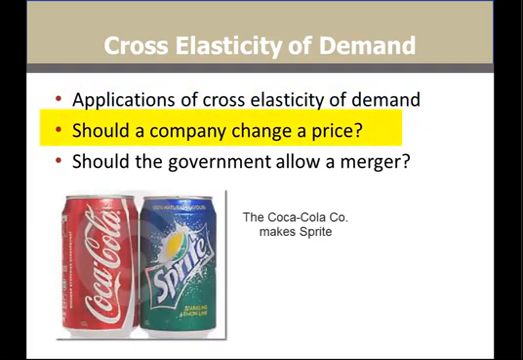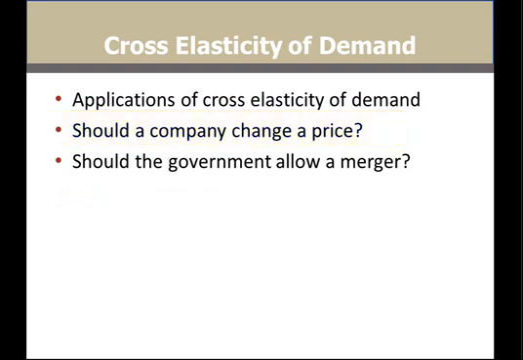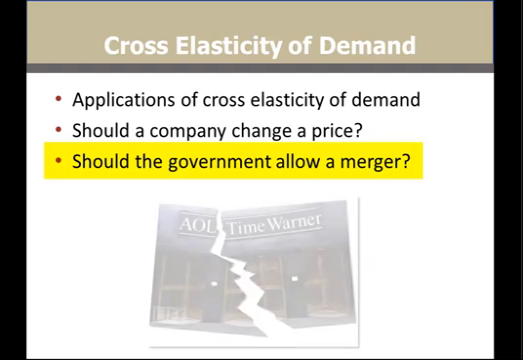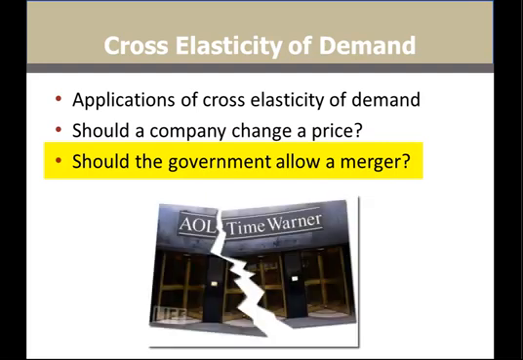For example, in the Coca-Cola line, if Coca-Cola raises prices on one of their sodas, how is it going to affect sales of another one of its sodas? And the government, too, can use it to determine whether to allow a proposed merger of two companies or not. If there is a high cross-price elasticity between the two companies' products, the government will likely not allow the merger.